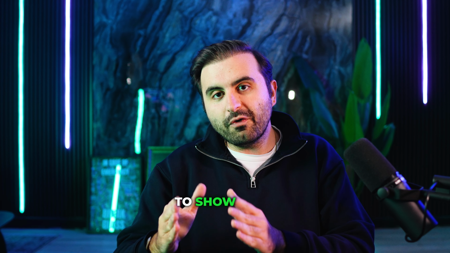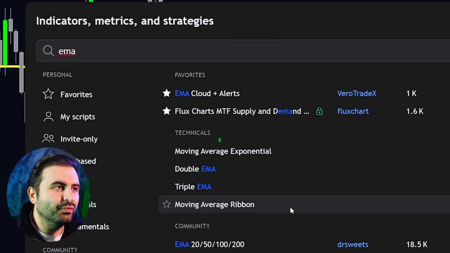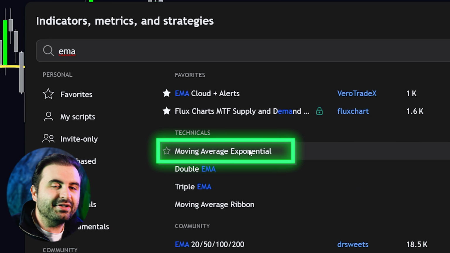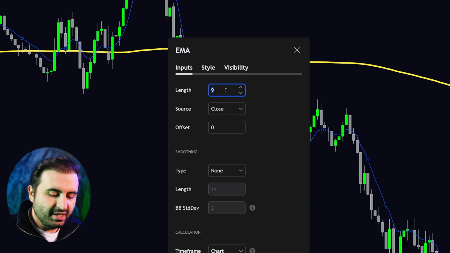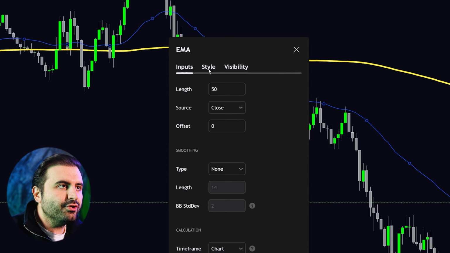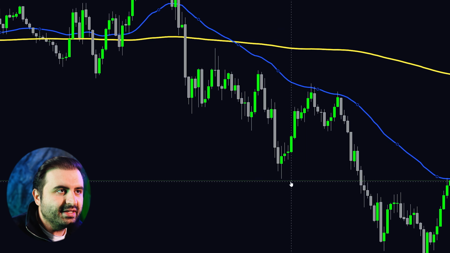Now I want to show you the second indicator that you need. Head over to the indicators tab on your platform and type in EMA and you will see moving average exponential. Click that on your chart. After you add it, you will go to settings and change the length to 50, and you will go to style and change whichever color you want and hit the OK button.